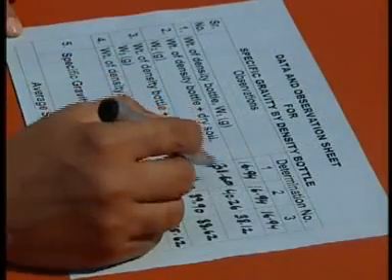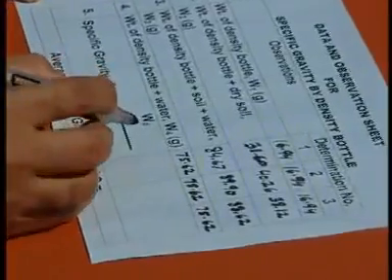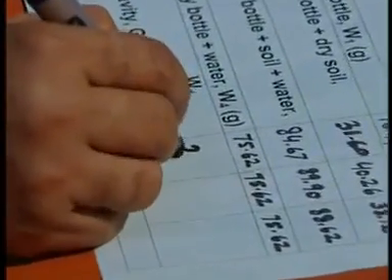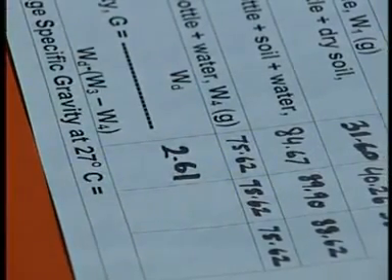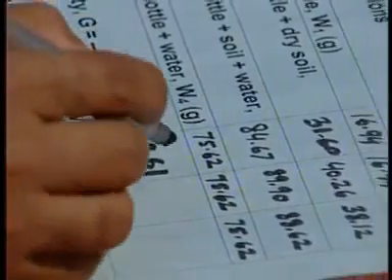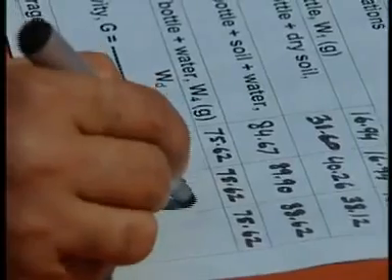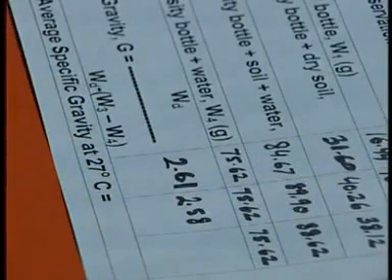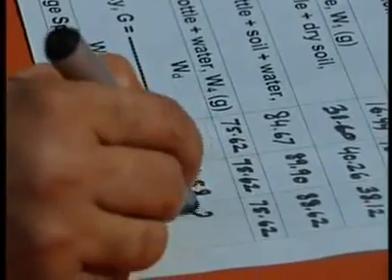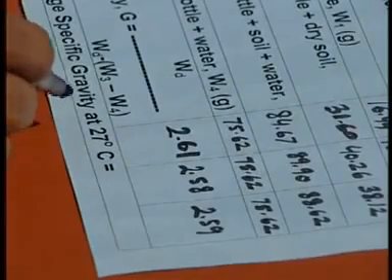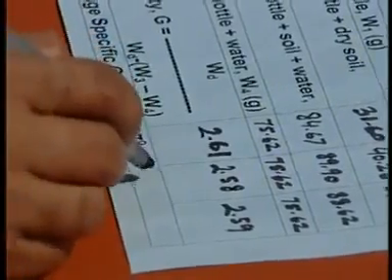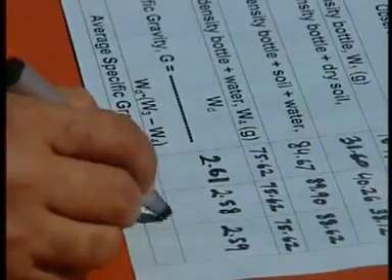By putting different weights in this formula, the specific gravity for first case is 2.61. For second case, it is 2.58, and for third case, it is 2.59. Average specific gravity at standard temperature 27 degrees centigrade is 2.59. Thus, the specific gravity of this soil is 2.59.